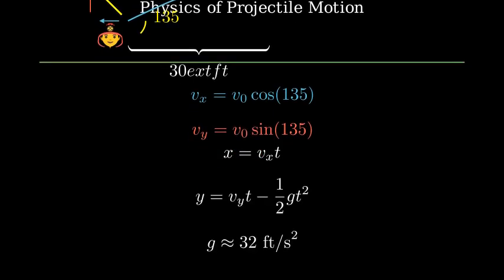The horizontal position is given by x equals vx times t. The vertical position is given by y equals vy times t minus 1/2 g t squared, where g is the acceleration due to gravity, approximately 32 feet per second squared.